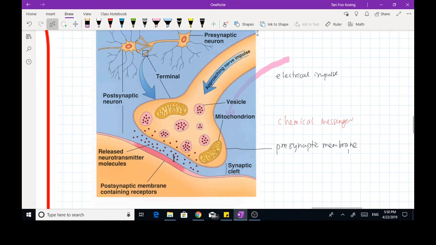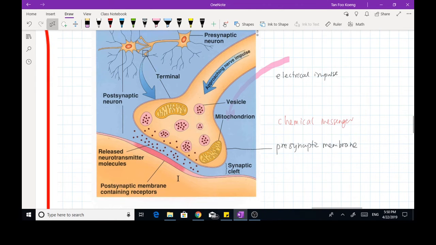Now, so what happens next? The neurotransmitter then diffuse across the gap and attach to the receptors found on the postsynaptic membrane. Now, once the receptors are stimulated, new impulses are triggered, and the new impulses are then transmitted through the dendron of another neuron.